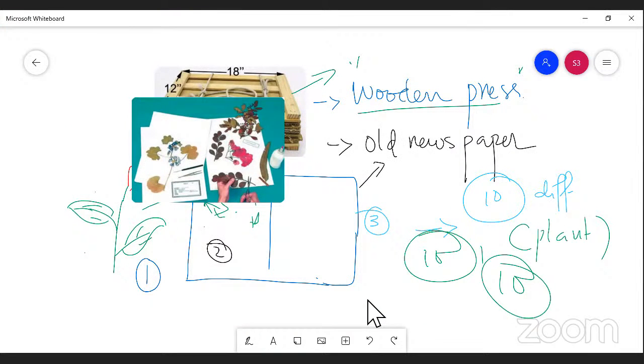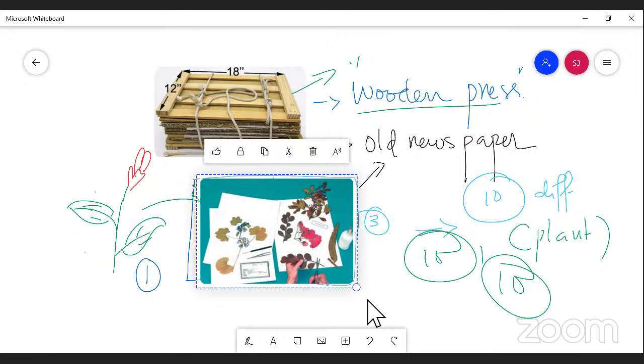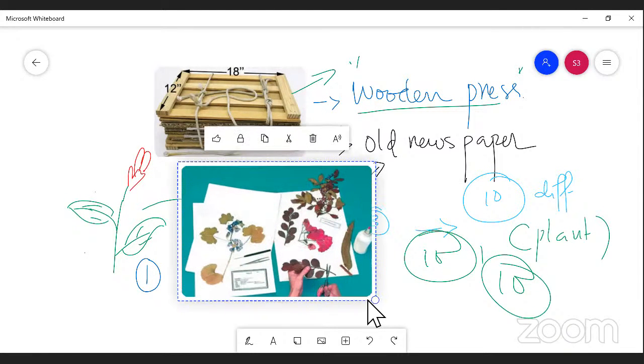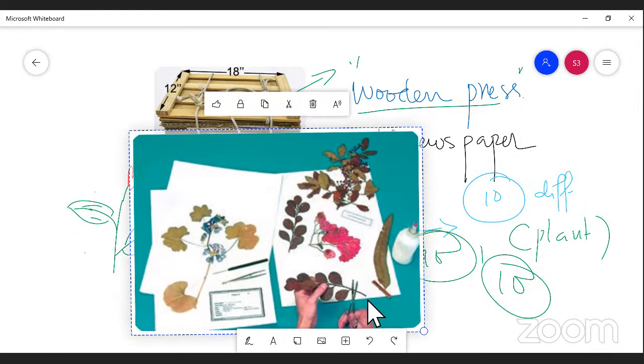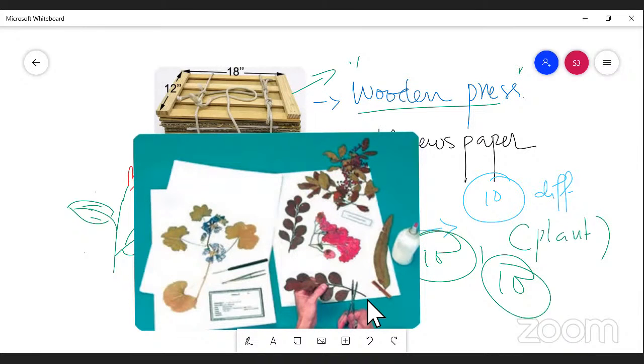After pressing the plant material, the plant material completely releases its water content. So finally, we get the plant material very dry. That's why I said it's a collection of pressed specimens. The second step is the pressed and dried specimen. These dried specimens are mounted on a specific sheet.